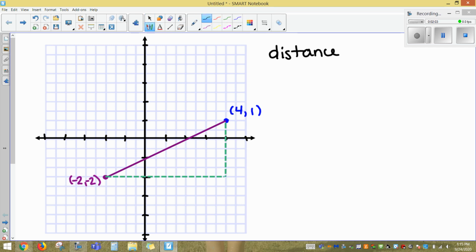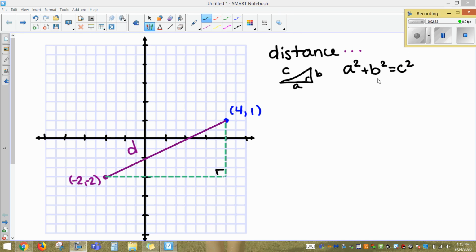And if I want to find the distance, we'll stick with purple for D. If I can find the legs of this right triangle, meaning these vertical and horizontal dotted green lines, if I can find those lengths, then we can use the idea that a squared plus b squared equals c squared.